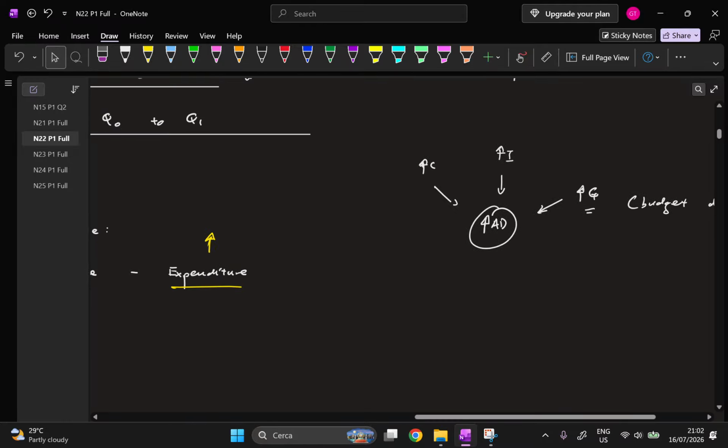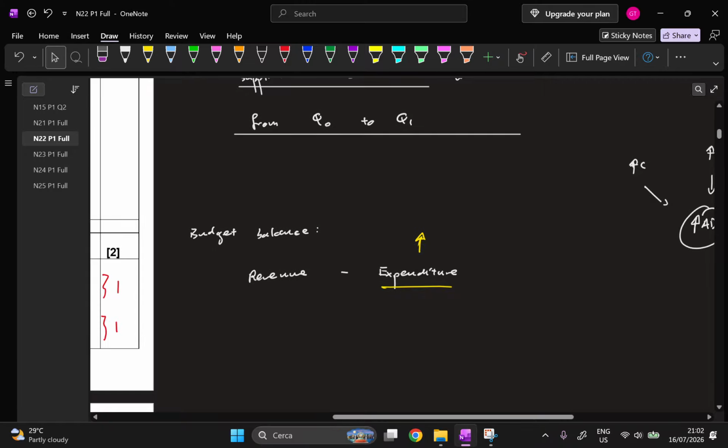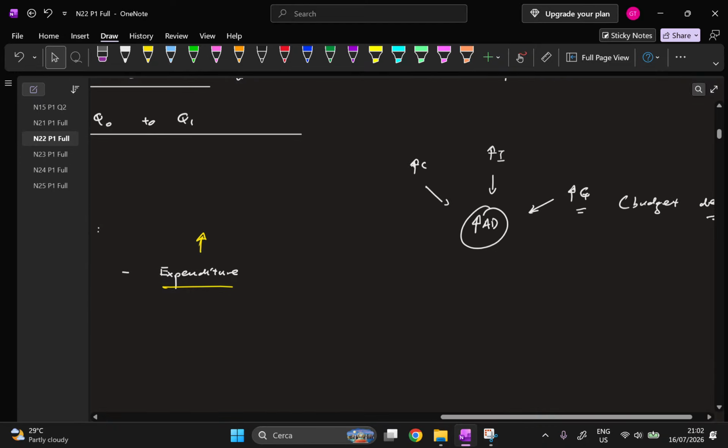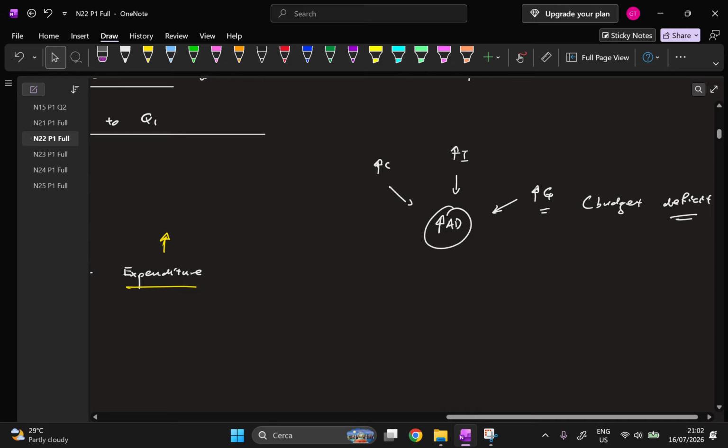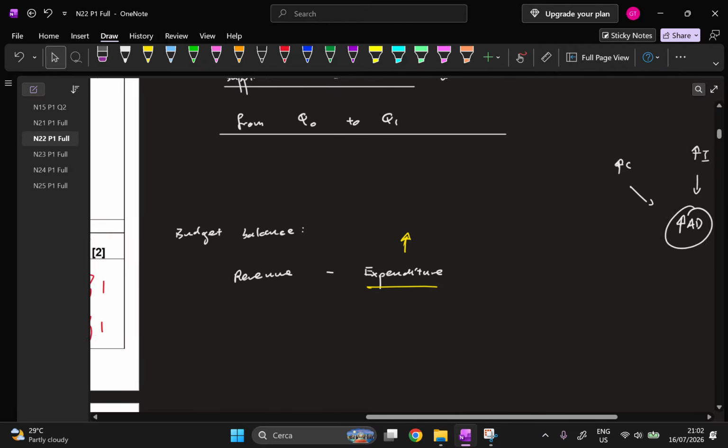But yeah, do you see now that if I run a budget deficit, then I run a budget deficit by increasing government expenditure. Then only I can increase G, increase AD. That's my expansionary fiscal policy. Okay, so I hope you can see the links here.